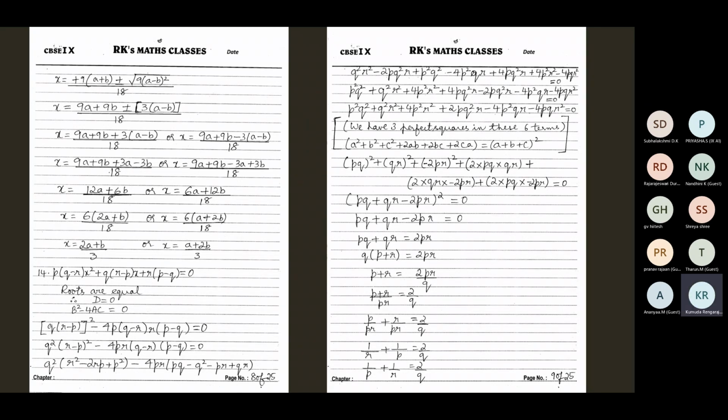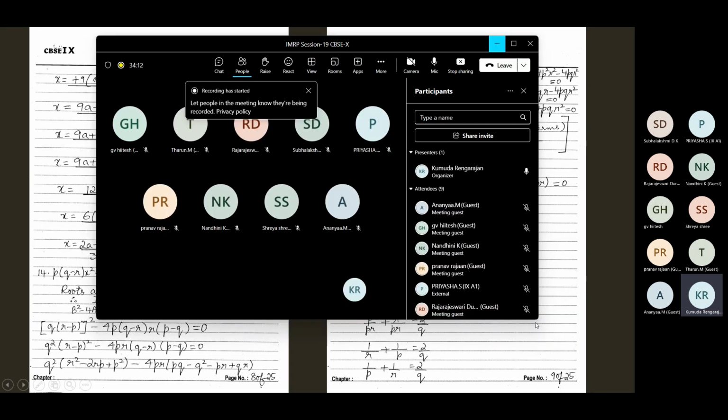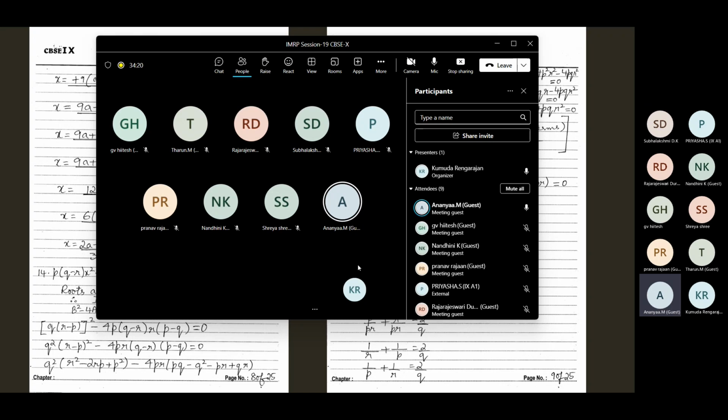So children, your exams are starting from 24th Feb, right? Yes, ma'am. So 24th you have your second language. How many Tamil students and how many Hindi students here? Because Hindi, I don't think is on 24th. Hindi is on 17th March. Ma'am, I have Tamil on 24th. You have Tamil on 24th. Okay, yeah.